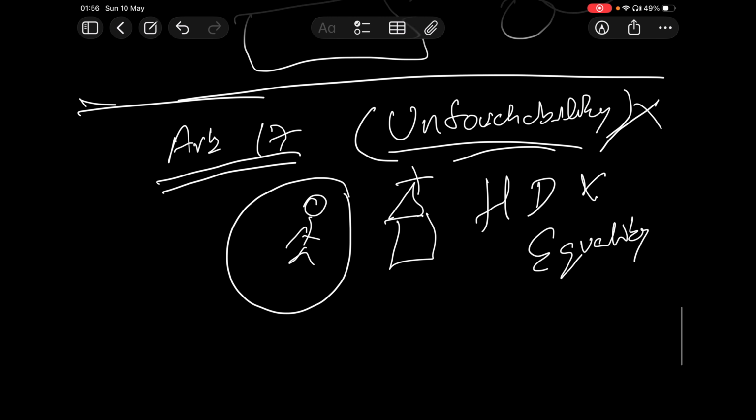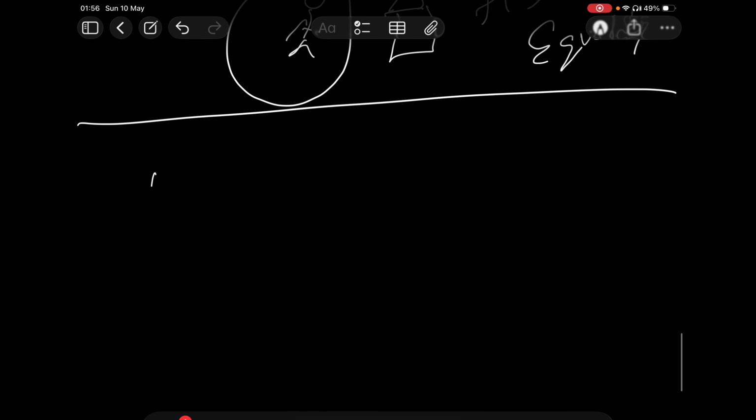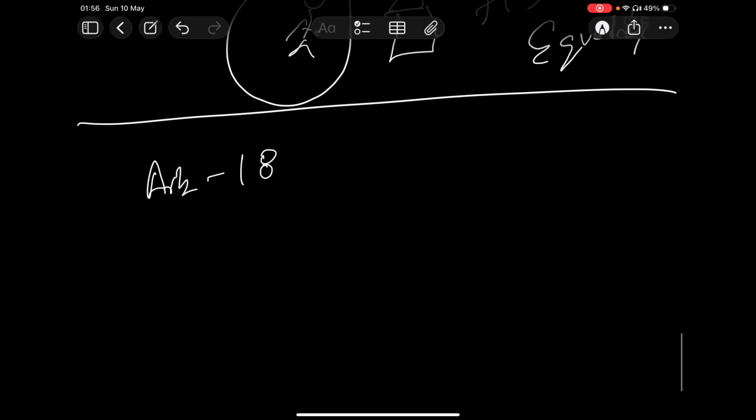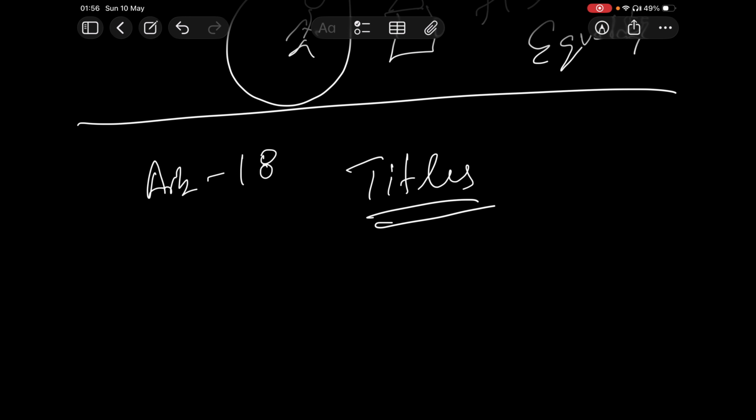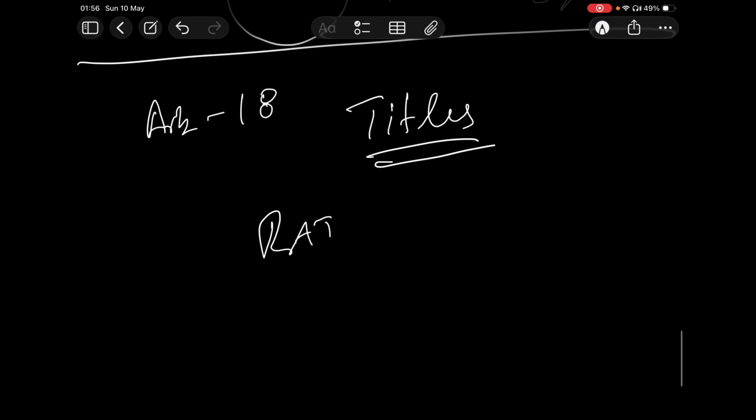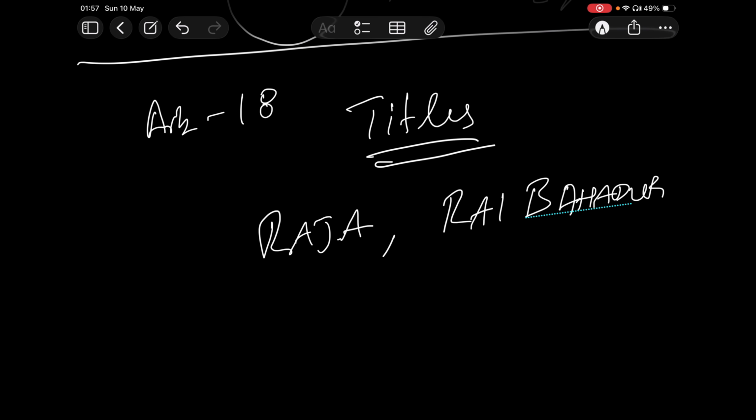Okay, let's get to the next one, Article 18. Article 18 abolishes titles. The Constitution wanted to create a society based on equality and not on artificial superiority. So titles like Raja or Rai Bahadur, things like this, honorary titles. So these titles are abolished.